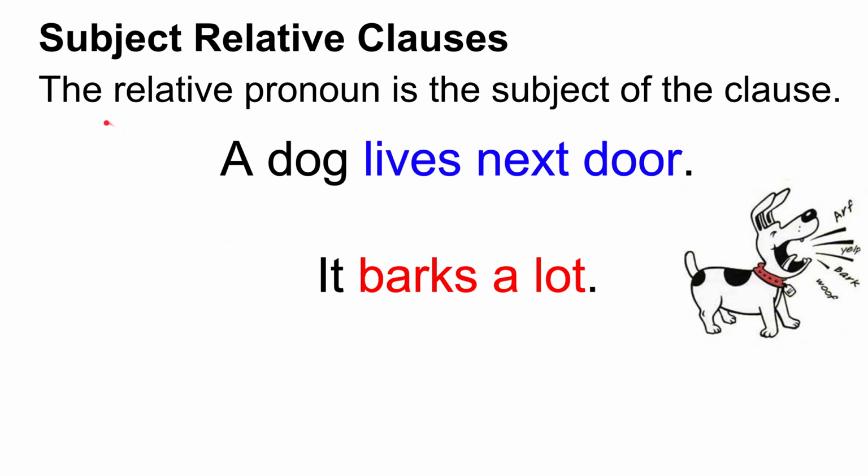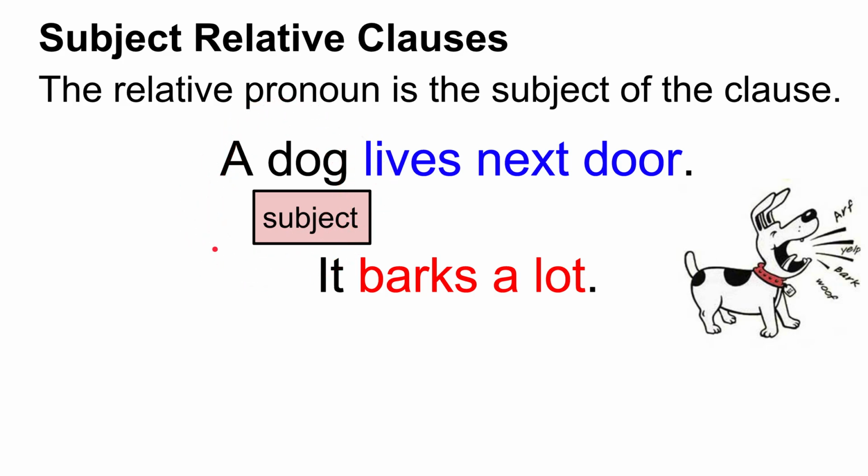So let's look at subject relative clauses. The relative pronoun in the relative clause is the subject of the clause. So look at these two sentences and we will combine them. A dog lives next door. It barks a lot. Okay, so here my subject is a dog. Okay, it's the subject, a dog.